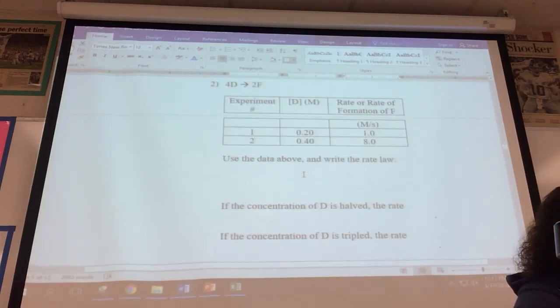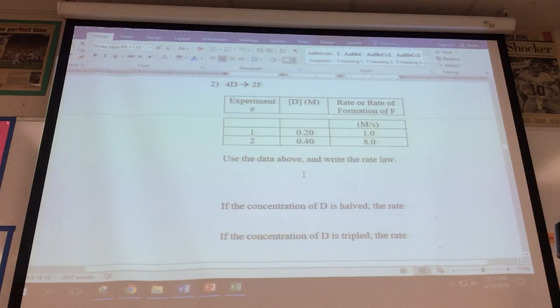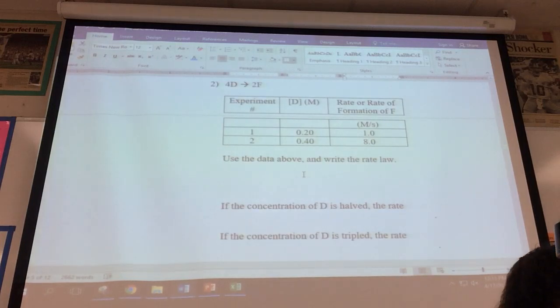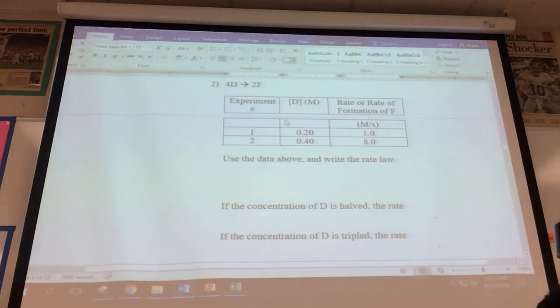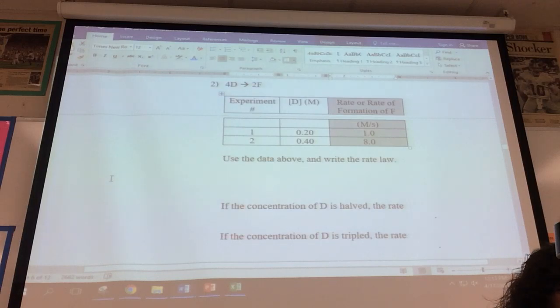Let's look at one where we have nothing and see if we can write the rate law. I've got 4D being converted to 2F. I've got 2 experiments. I've got concentrations of D. I've got rate of formation of my product F. It says use the data above and write the rate law. All right, let's take a look. I'm going to rewrite some of this out so that you can clearly follow. I think some of you have already scribbled down the answer, and that's fine. Just need to make sure you're understanding the basis here.